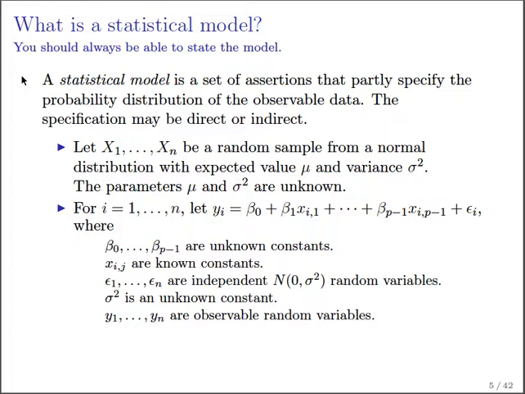Sigma squared is another unknown constant, and y1 through yn, the response variable values, are observable random variables. We'll use the words explanatory variables for the x variables and response variable for the y variables in regression and regression-like analyses.